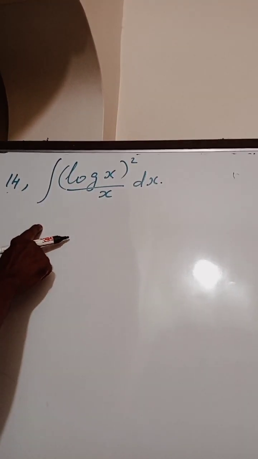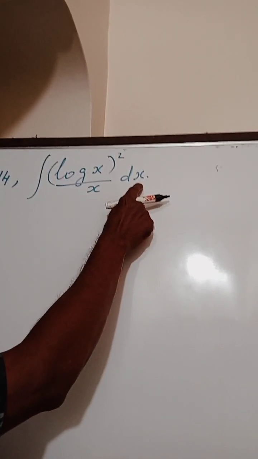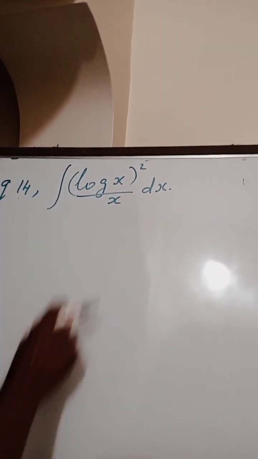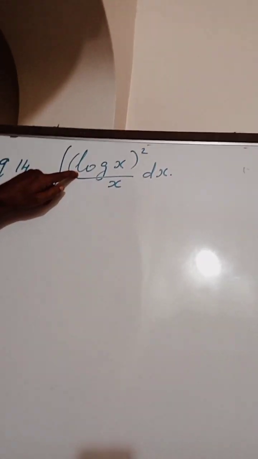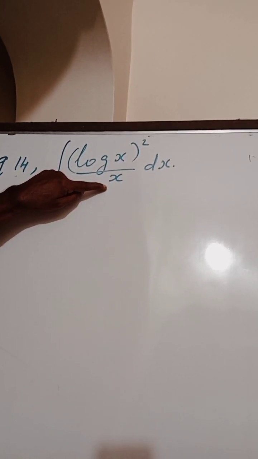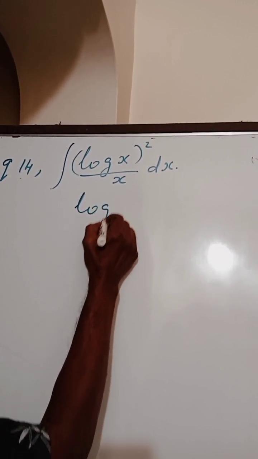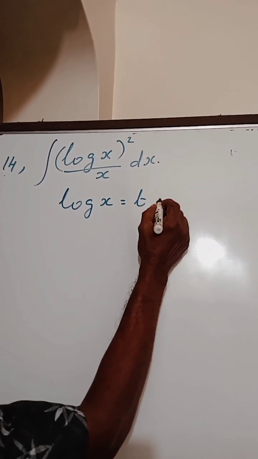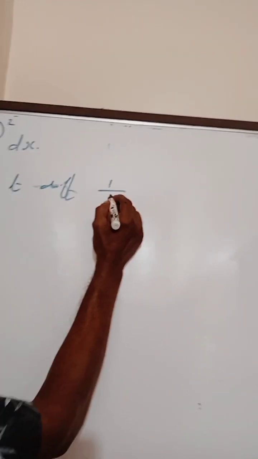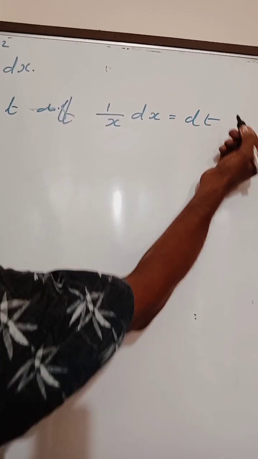Question number 40. Integration of log x the whole square by x dx. While going through this question, we can see that d by dx of log x is equal to 1 by x. So, we can substitute log x is equal to t. Differentiate: 1 by x dx is equal to dt.